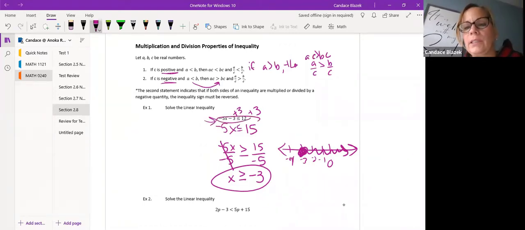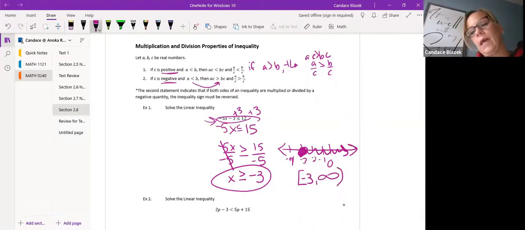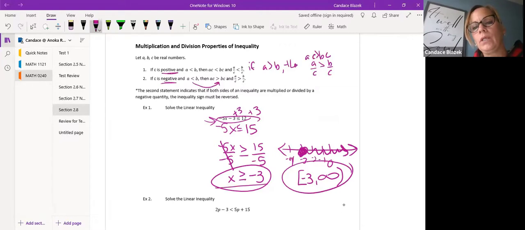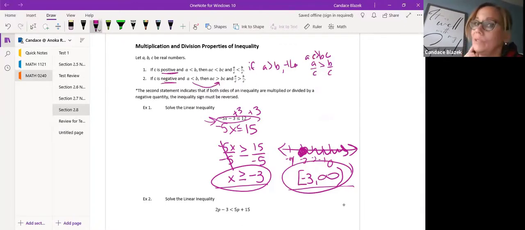And how we would express this in interval notation, starting from left to right, is we start at negative 3. That's a square bracket because we include negative 3. And then we go forever to the right. And that would be our infinity with a curved bracket. So this would be the inequality notation, and this would be the interval notation. But any number bigger than negative 3, including negative 3, is a solution.